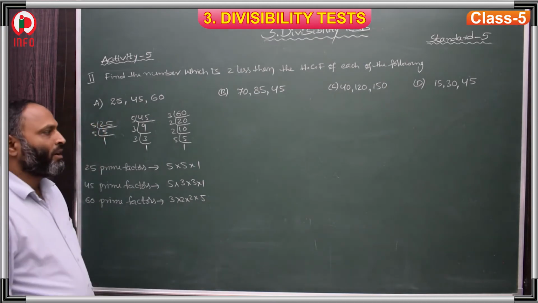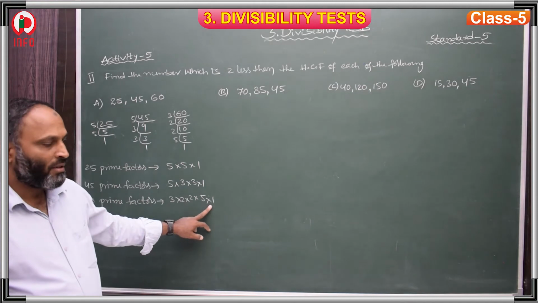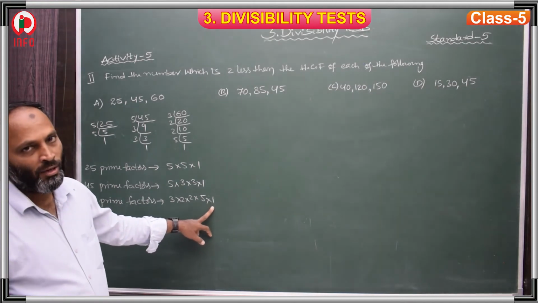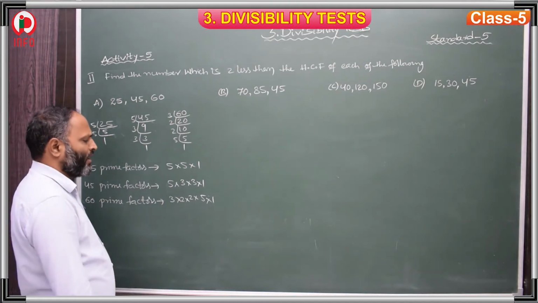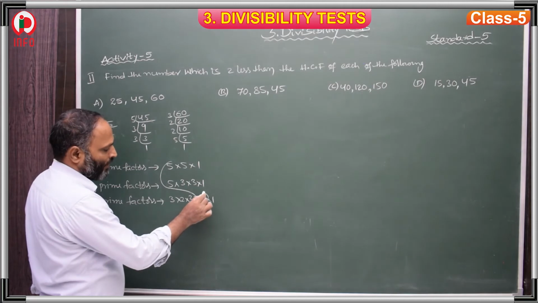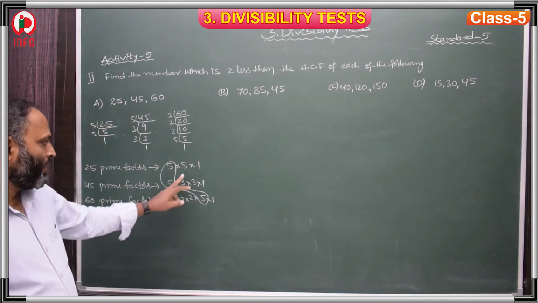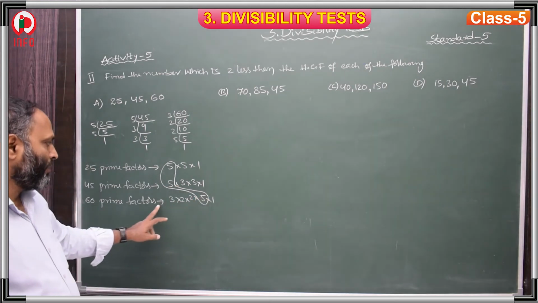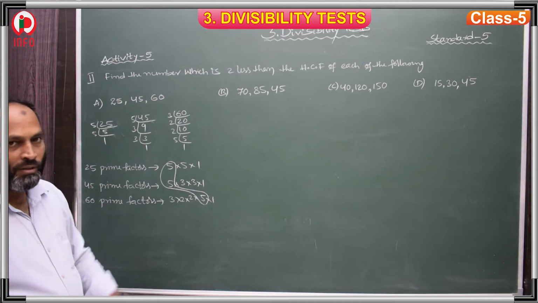Now, what is common in all? Into 1 also we have to take. When the numbers are co-prime numbers, then only you consider that 1. Otherwise no need to take. Here, what is common in all? 1 5 is common in all. And other than this, what is common? Here 5 is there, here no 5, and no 5. Here 3 is there, but here no 3. Means only one 5 is common.